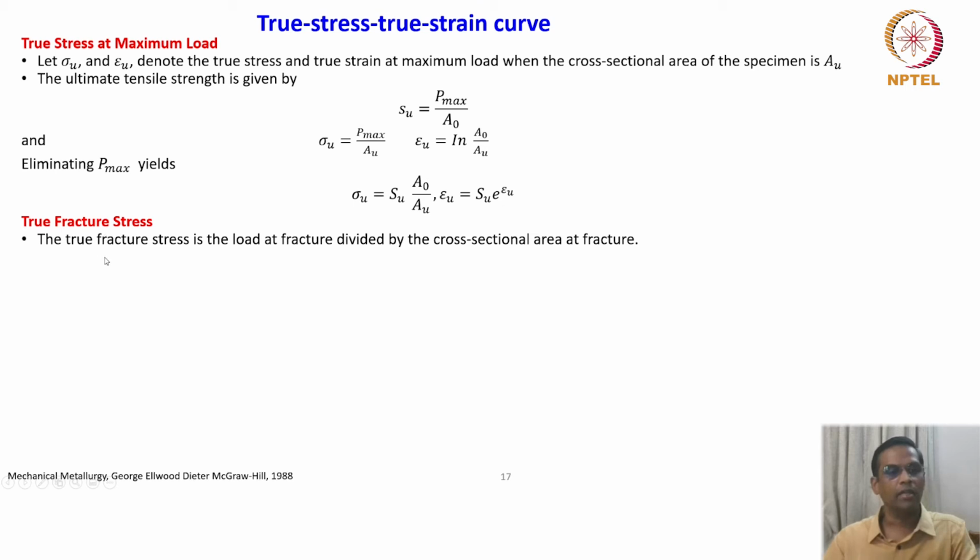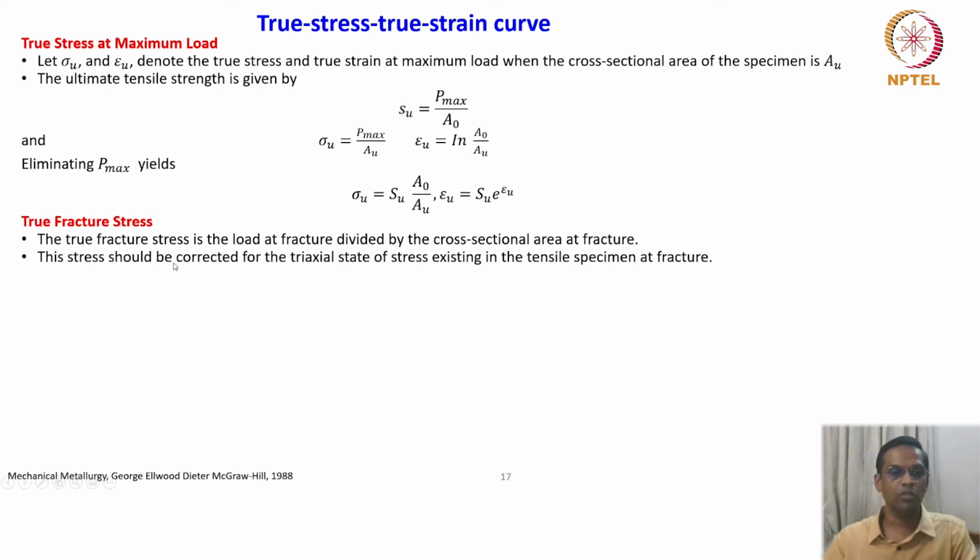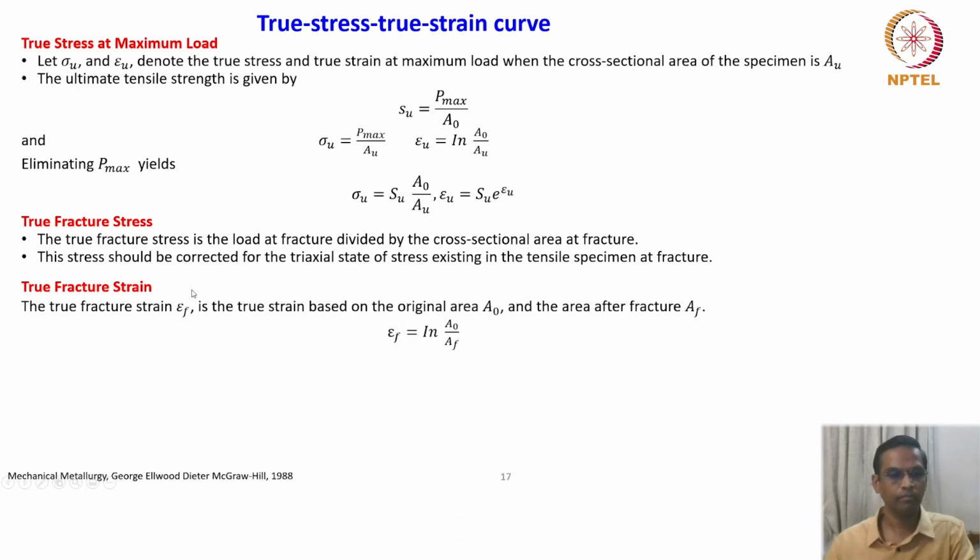True fracture stress, again, is the load at fracture divided by the cross-sectional area at the fracture. This stress should be corrected for the triaxial state of stress existing in the tensile specimen at fracture. So what we are trying to say is you cannot simply take this value. We have to take care of other correcting factors like correction for necking, correction for triaxial state of stress, and so on. Now true fracture strain, which is given by epsilon F, the true strain at fracture, is equal to ln A naught by AF.